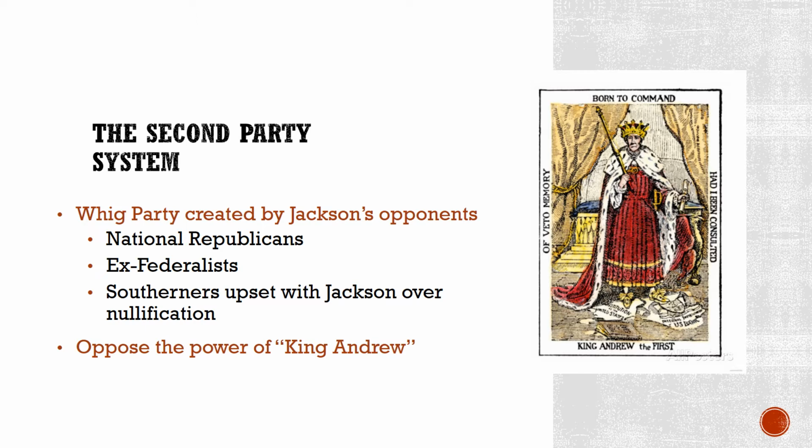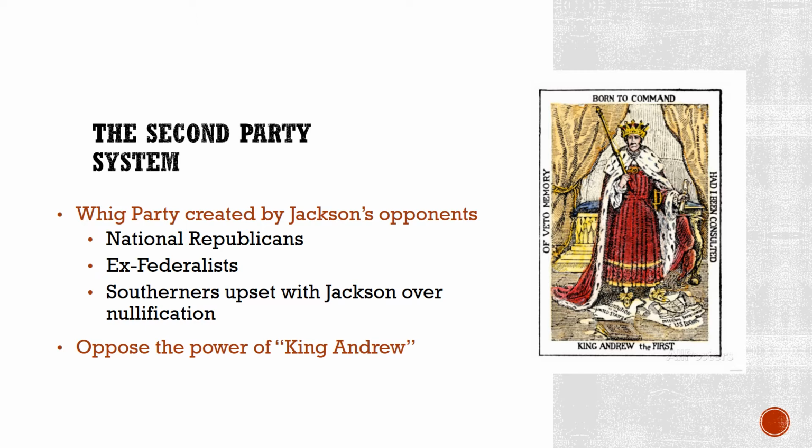The brand new political party that is created is called the Whig Party. And this name is deliberate. If we think back to the American Revolution, the revolutionaries used the term Whig to mean people who oppose the king. In the 1830s, the Whig Party is going to choose that name for much the same reason.